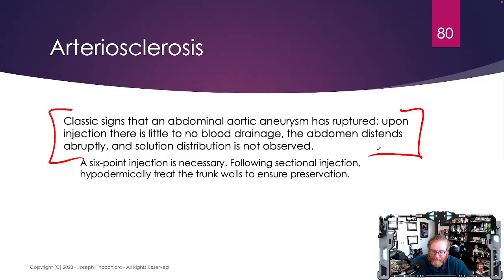Classic signs that an abdominal aortic aneurysm has ruptured. Upon injection, there is little to no drainage. The abdomen swells very quickly, and no distribution or little distribution is observed. At that point, you have a major blowout. A 6-point injection is necessary, followed by sectional injection. Hypodermically treat the trunk walls to ensure preservation.